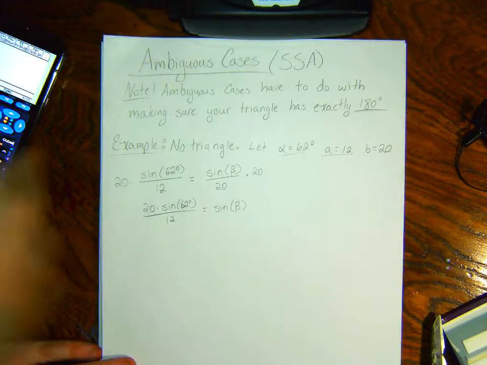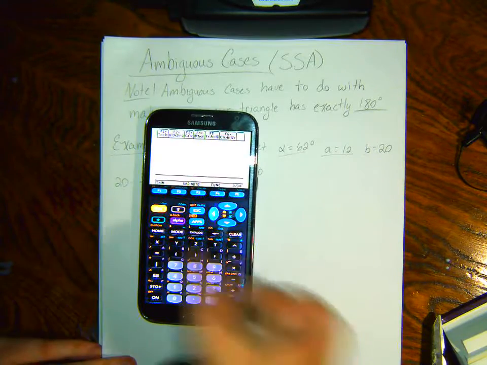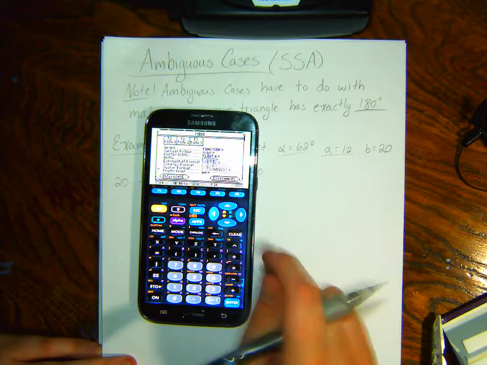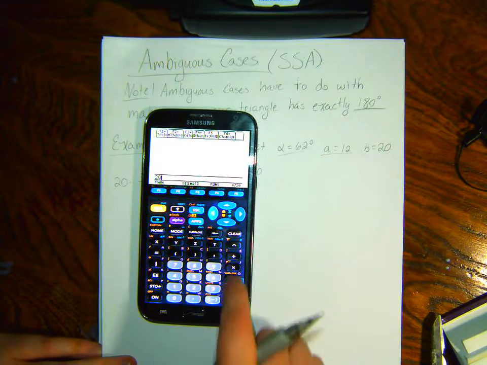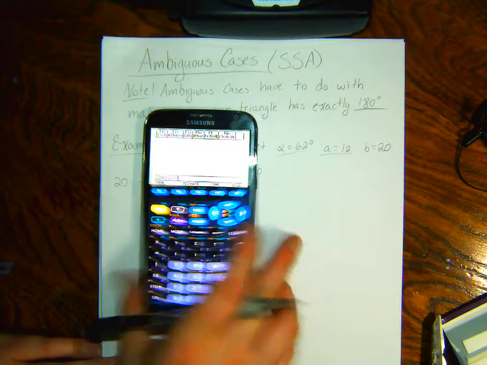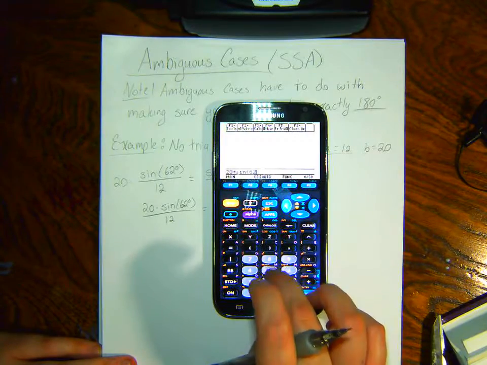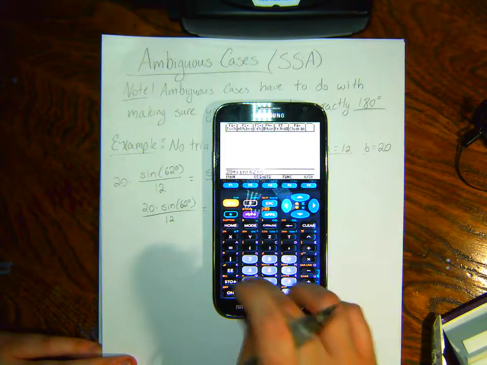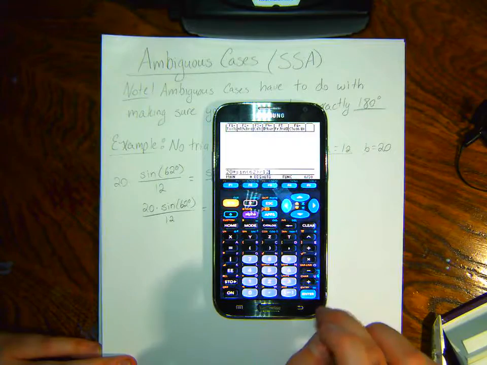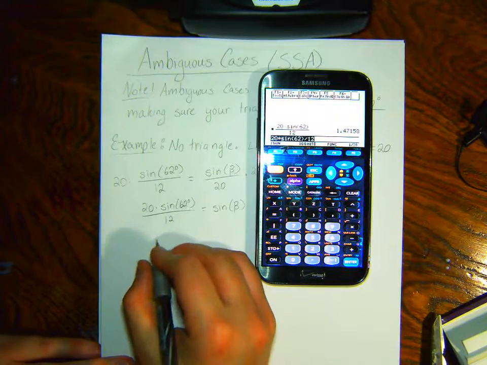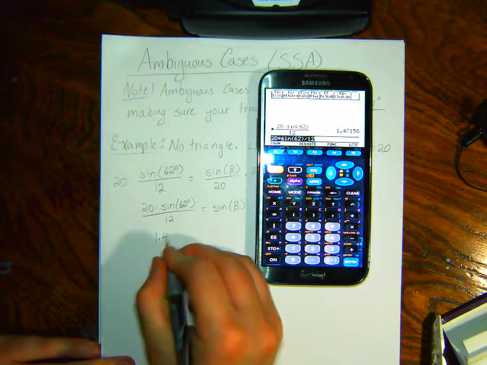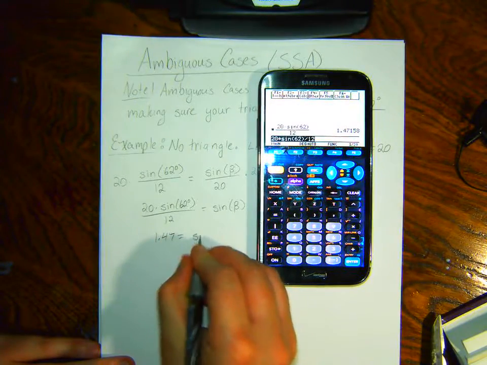Alright, I'm going to plug this in my calculator and make sure that it's in degree mode. I'm in radian, so I need to switch that to degree. So it's going to be 20 times sine of 62 divided by 12. Okay, and that gives me 1.47, and that equals sine of beta.